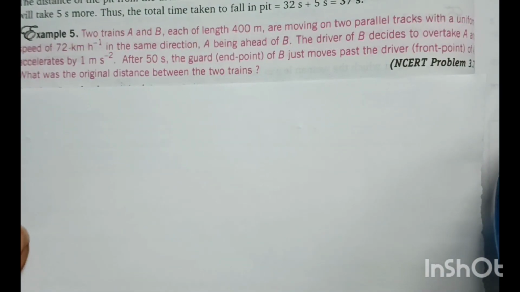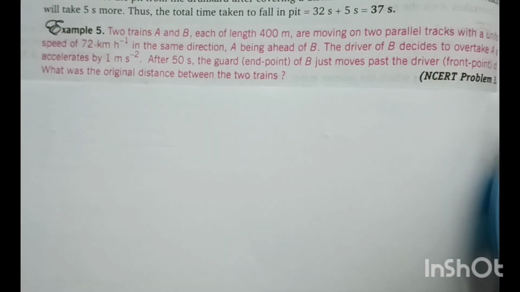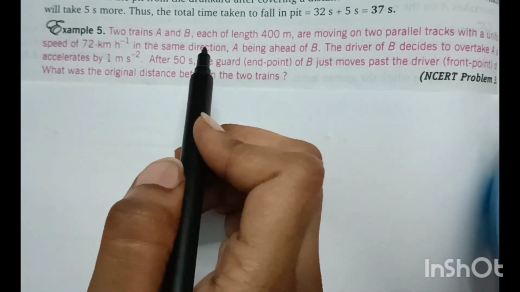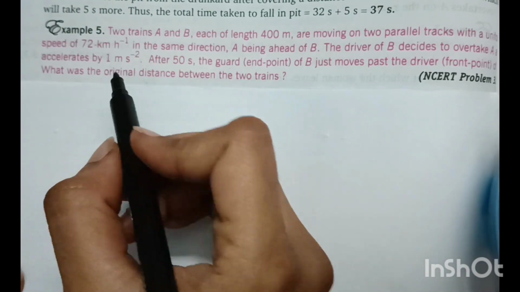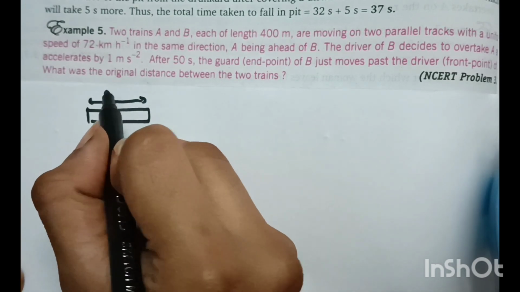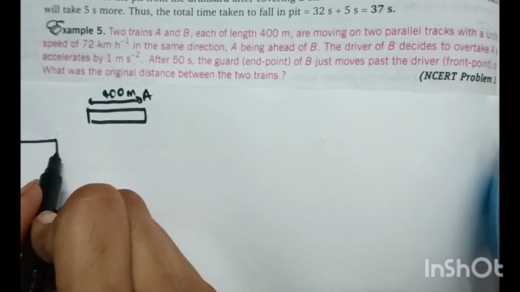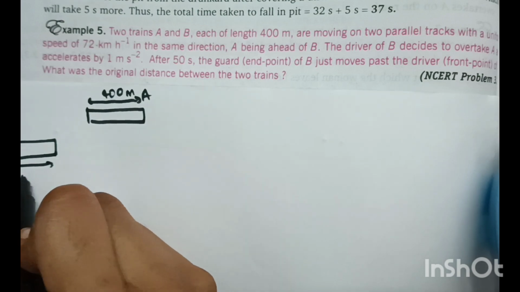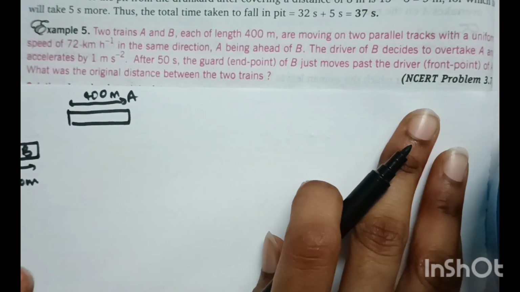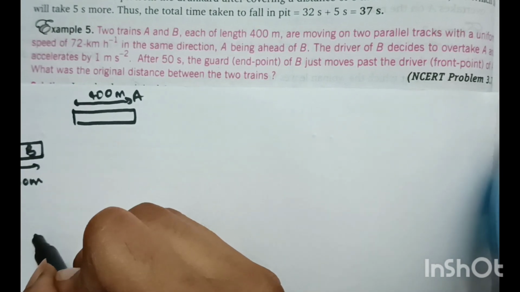Okay, let us try to understand the question. So there are two trains A and B, and they are saying A is ahead of B. So if A is here, this is 400 meter, A, B was somewhere here. This is B. The driver of B decides to overtake A. So they both were moving with 72 km per hour.